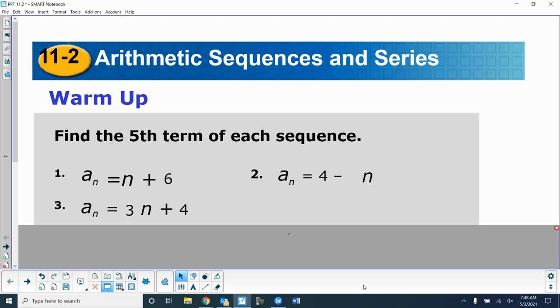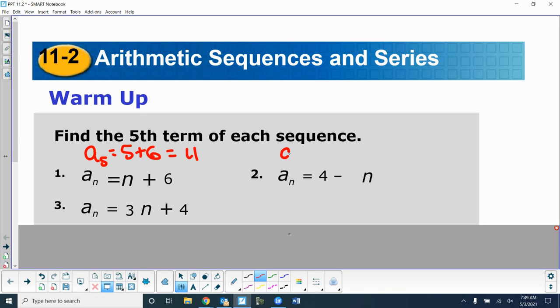Arithmetic sequences. So, the ones that are up there right now are like last week's. Whatever term you're looking for, that's what you put in for n. If I'm looking for the fifth term, I just put 5 in for n. I'm looking for A5, so 5 plus 6. That's all we did last week, right?